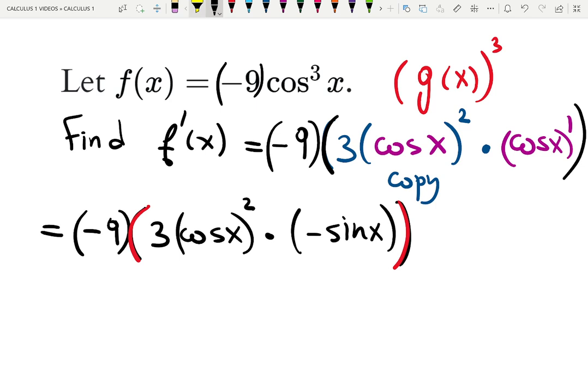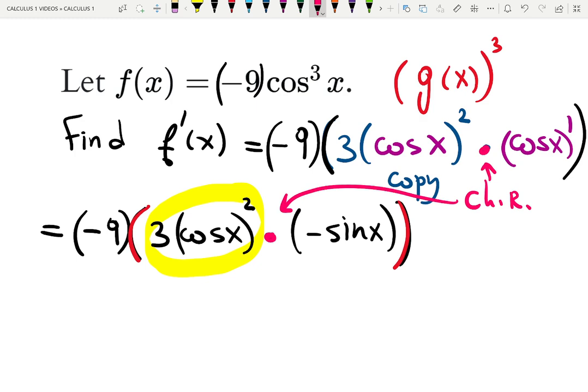So let's summarize what we just did before I simplify. This part over here is power rule: 3 times the function to the 2. That is a power rule. Times a derivative of the function inside. That is chain rule. Here and here, the function inside was cosine. So we're multiplying by the derivative of the cosine, which is negative sine. This is the final answer, but we could simplify.